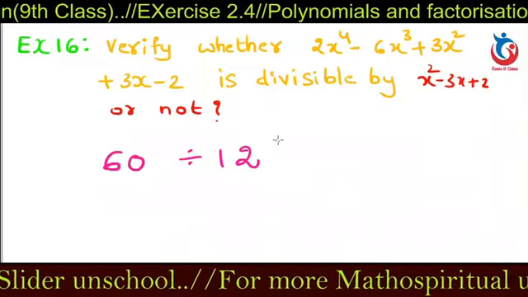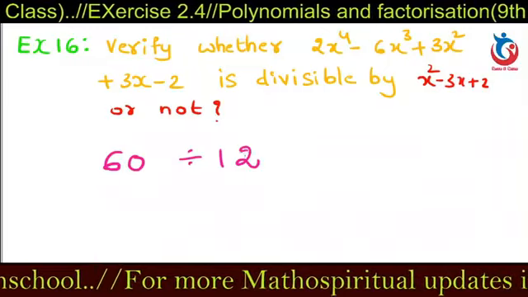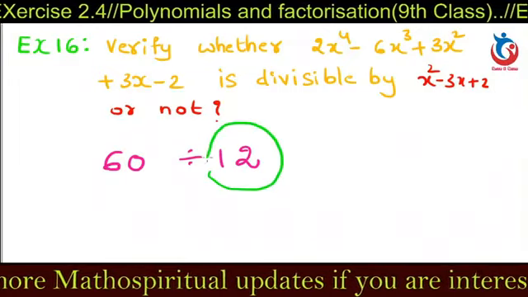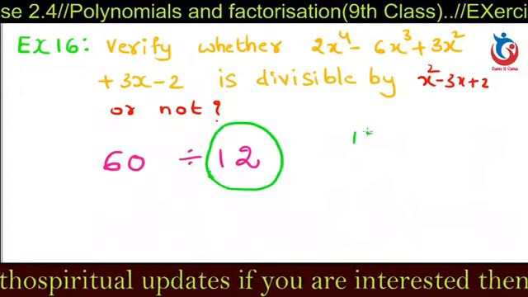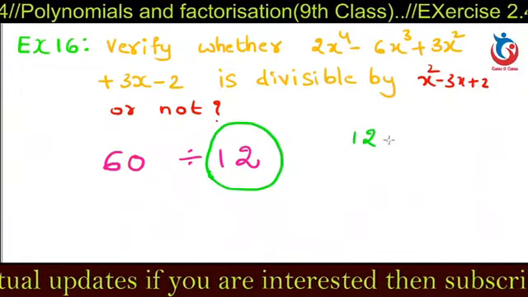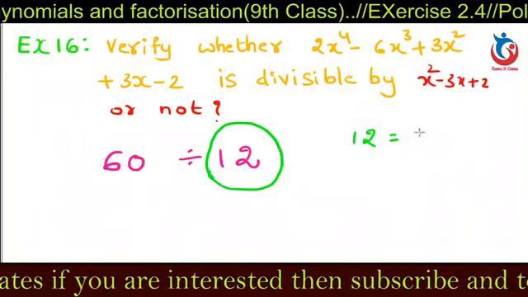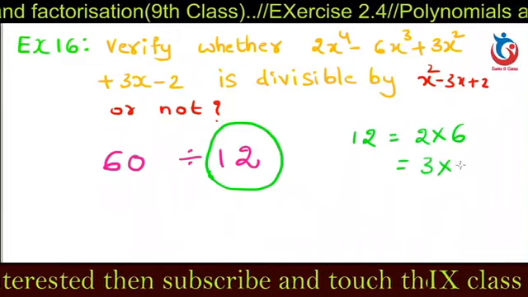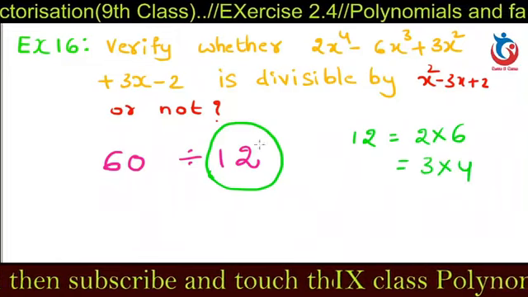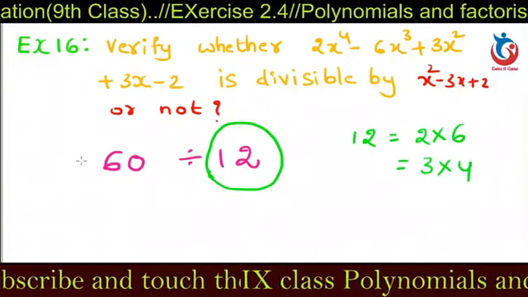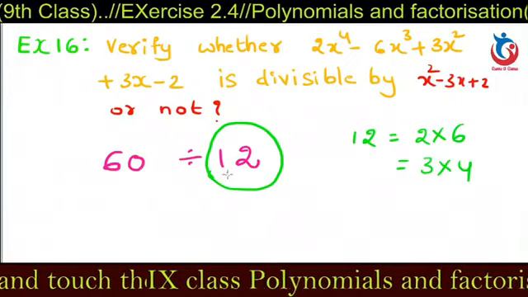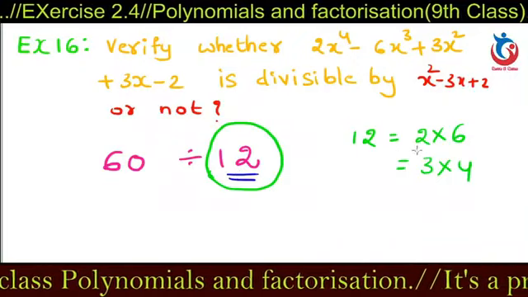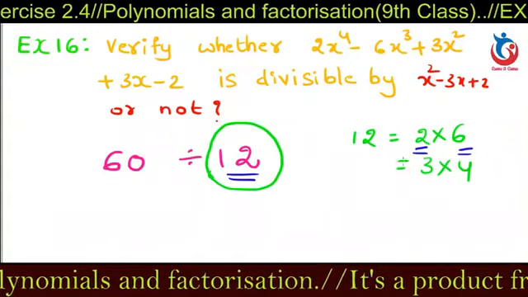For that, no complaint. But what I wanted to do is write the factors of 12. The factors of 12, leaving 1 and itself, the remaining factors we have to write. They are 2 into 6, or I will write 3 into 4. So instead of dividing with 12, I will divide with 2 and 6.